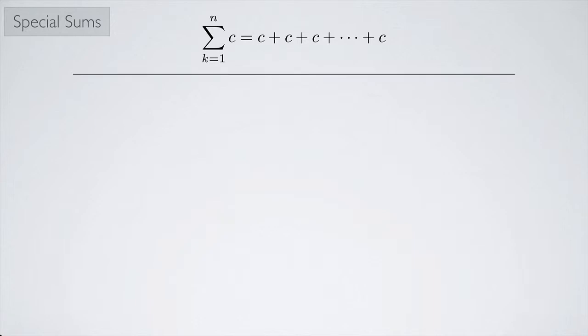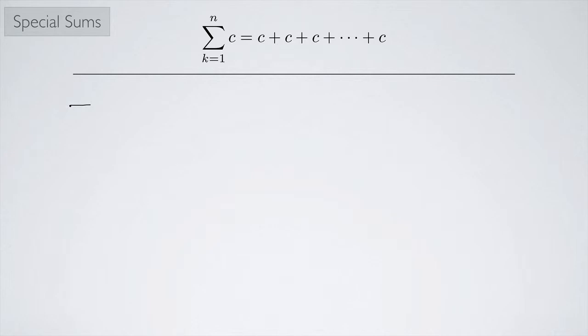Now I want to look at some special sums that you might need for calculus. So the first one I want to look at is the sum of a constant. If this c here is some constant, so we're just adding it up, and we're adding it up n times. So what would this look like?